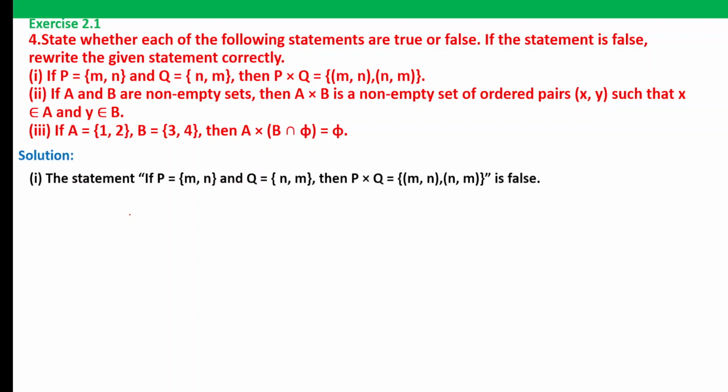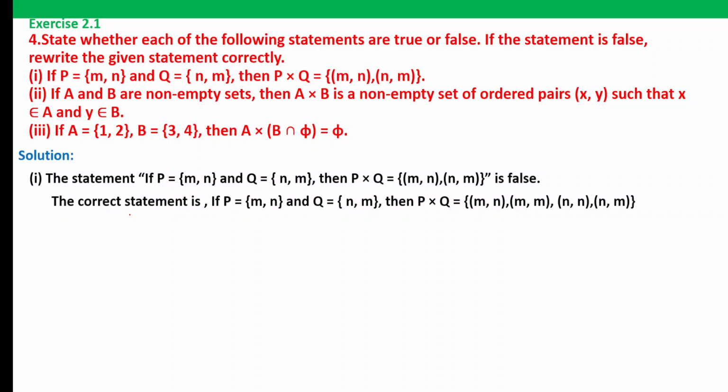Solution. First statement: if P is the set with elements M and N, Q is the set with N and M, then P × Q is {(M, N), (N, N)}, which is false. The correct statement is: if P = {M, N} and Q = {N, M}, then the Cartesian product of P and Q should consist of the elements (M, N), (M, M), (N, N), (N, M), because when you multiply you get MN, MM, NN, NM. So in the given statement, (M, M) and (N, M) are missing. Therefore, this is the correct statement.